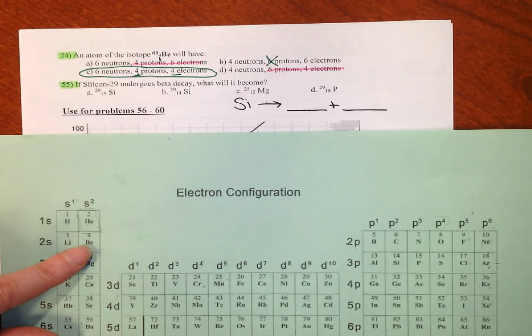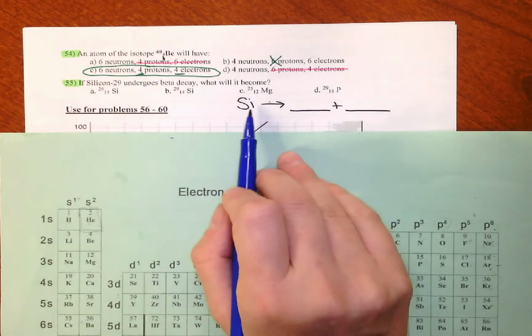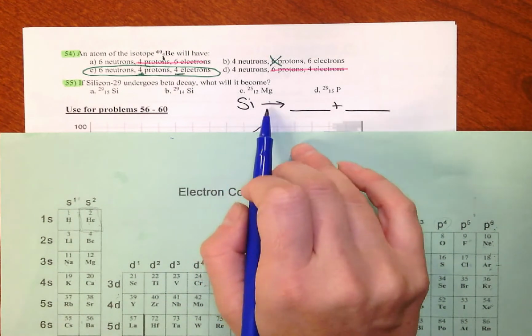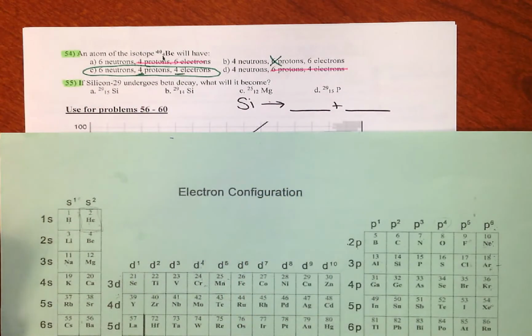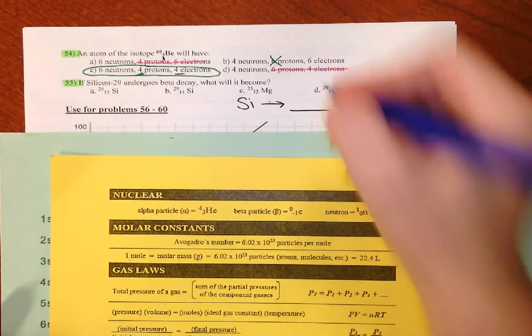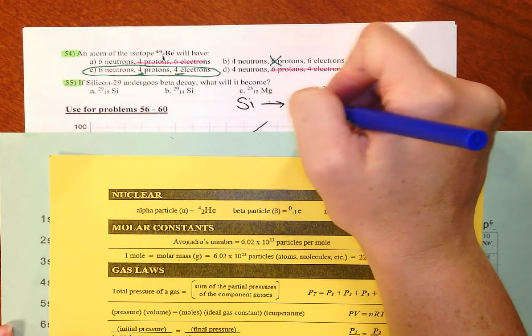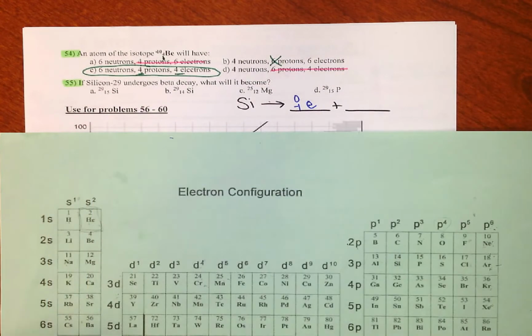Okay, 55 is a lot like what I just did with you on 51. Okay, really similar. It says if silicon with a mass of 29 undergoes beta decay, what will it become? Okay, so first thing I did was this. I wrote silicon is breaking up into something and something. One of them has to be a beta particle, which if you just turn your periodic table over during the test, you'll see this. So one of them has to be a beta particle. One of my blanks. Then silicon 29.